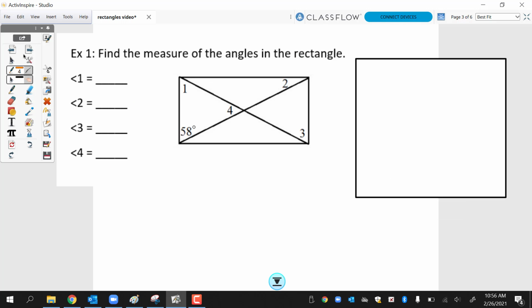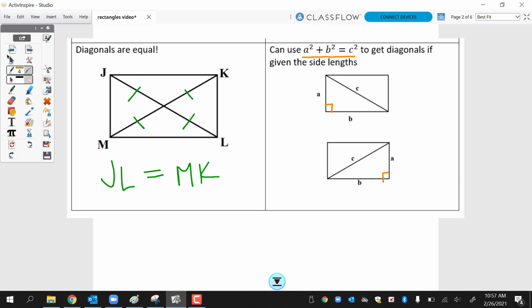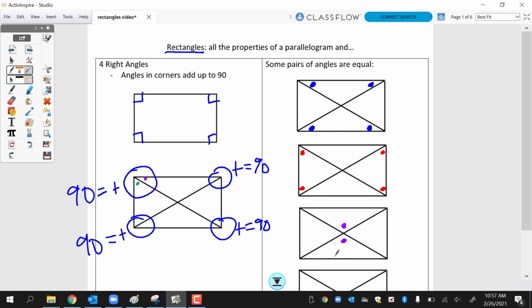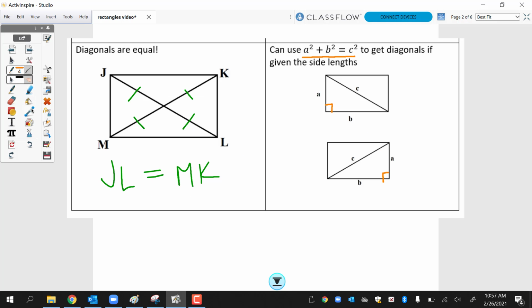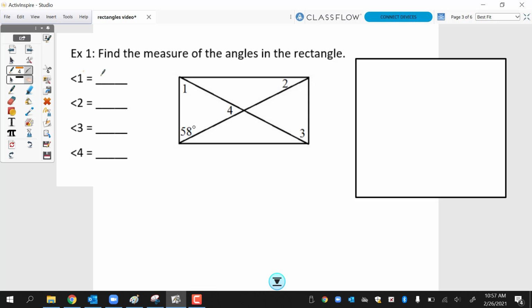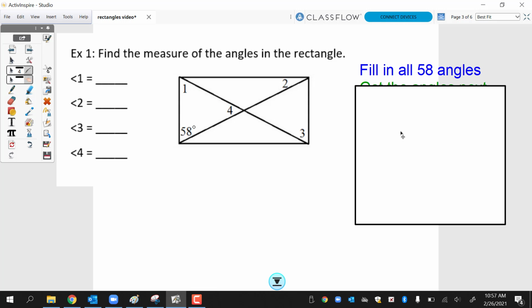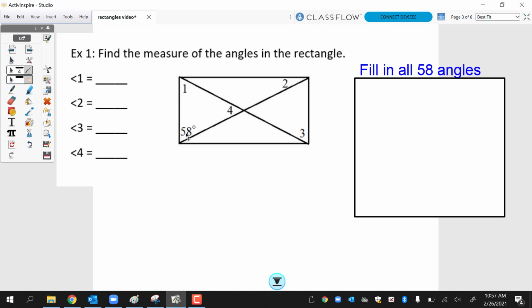So let's get to some examples. Number 1 says find the measure of the angles in the rectangle. Based on my properties right here, I know some of the angles are equal. So the first thing I'm going to do is figure out over here, we're going to fill in all the angles that are 58. Using my notes, I can see which angles are the 58.